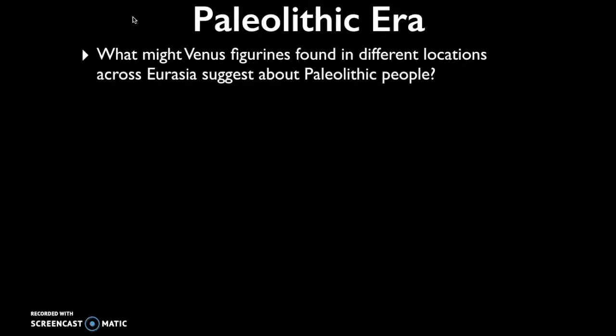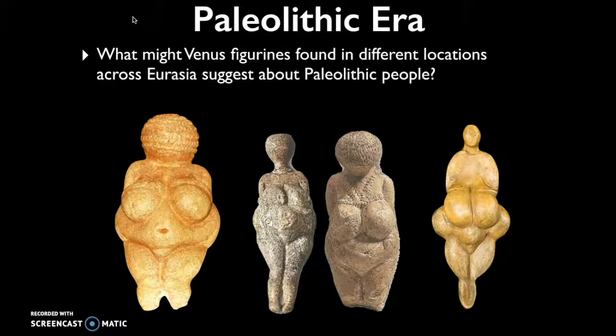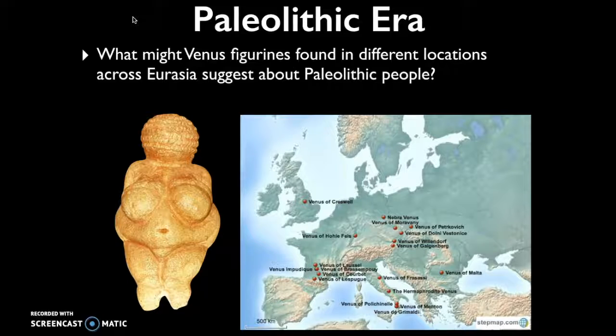Now, a final little question to think about. One of the interesting artifacts that remain that have been found from Paleolithic societies are these various Venus figurines that are found at different locations across Eurasia. So we see these various figurines. Now, what does this suggest about the Paleolithic era? If we can take a map of these various Venus figurines, where they've been located, we find these all across parts of Europe and into Eurasia, into Asia. Now, what does this suggest?